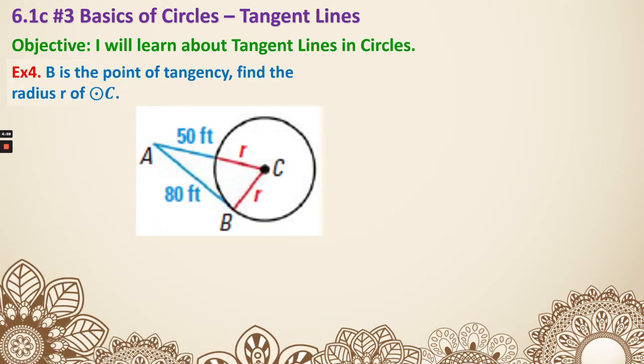Moving on, example 4. B is the point of tangency. Find the radius r of circle C. We're still going to need to use the Pythagorean theorem. As soon as we know this is the point of tangency, that means this is 90 degrees. That means we can use the Pythagorean theorem.